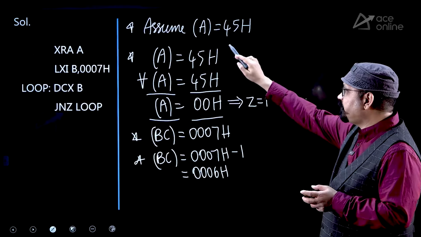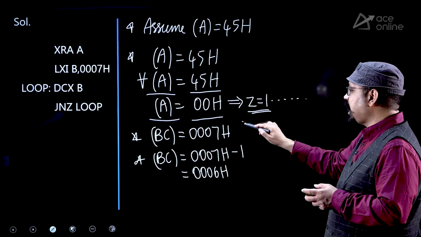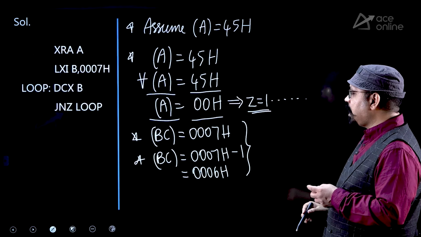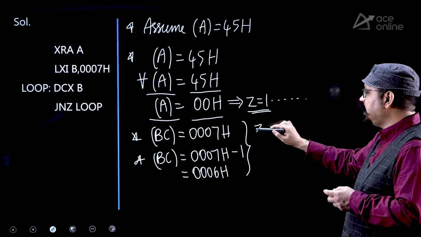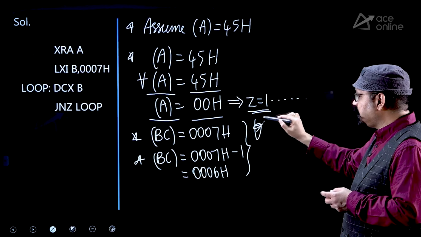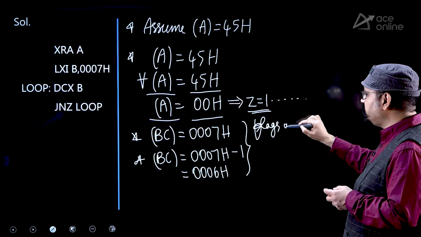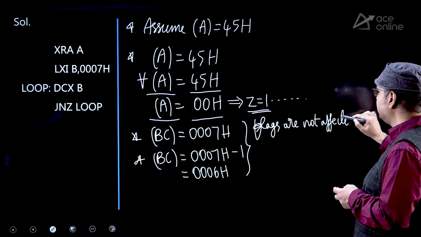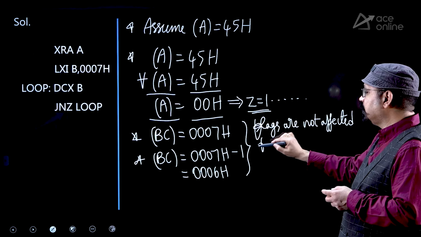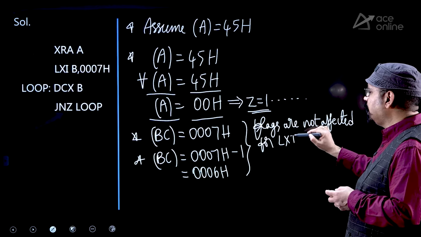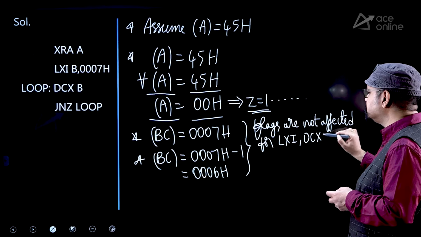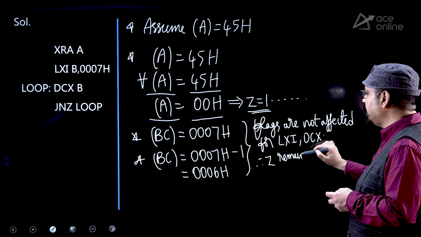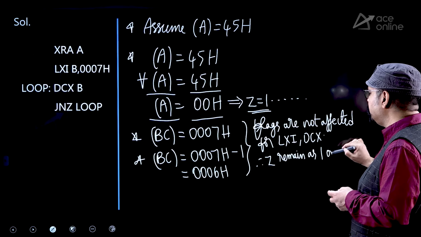What is the point? After the setting of the zero flag, the next 2 instructions before JNZ are not going to affect the flags. Let me write here: flags are not affected, no other flags are affected, for LXI and also for DCX. Therefore, the zero flag remains as 1 only.